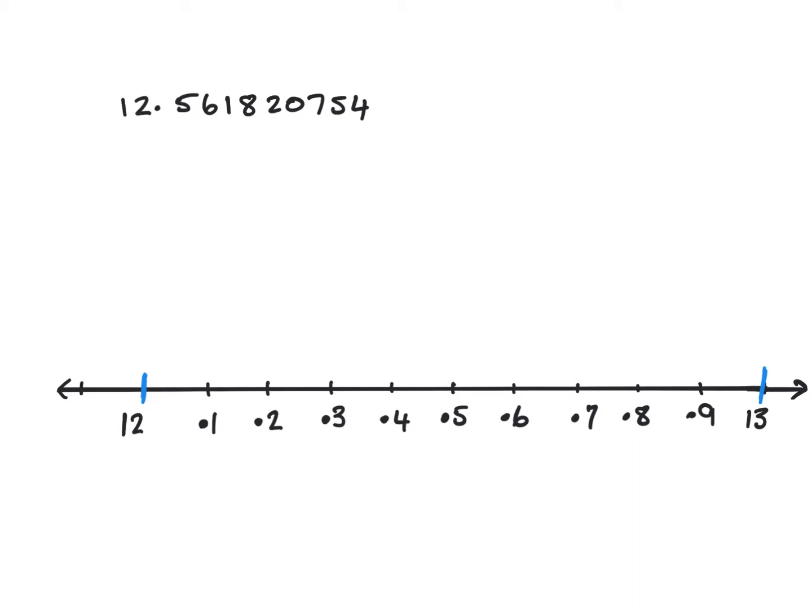Alright, well, we're going to have a little bit of practice with this decimal. 12.5618207754. And what I want you to do is round that particular decimal to 1 decimal place. Okay, and I want you to chart it and graph it on this particular number line. So where do you think it fits on this number line? Alright, put the video on pause and come back when you're ready to check if you got it right.